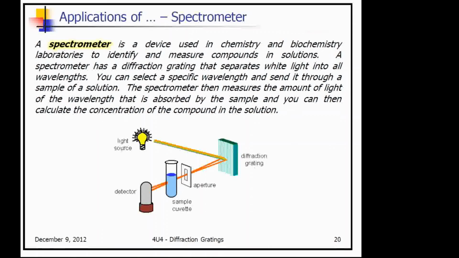And then we have a spectrometer. This is similar. It's a device used in chemistry and biochemistry to identify and measure compounds and solutions. A spectrometer has a diffraction grating that separates white light into all wavelengths. So you can select a specific wavelength and send it through a sample of a solution. The spectrometer then measures the amount of light of that wavelength that is absorbed by the sample, and you can then calculate the concentration of the compound in the solution.